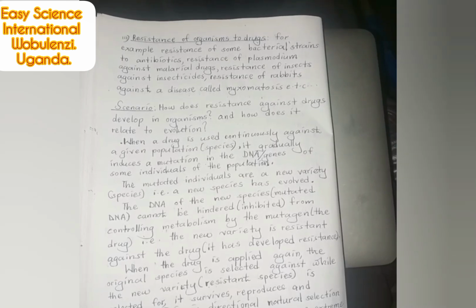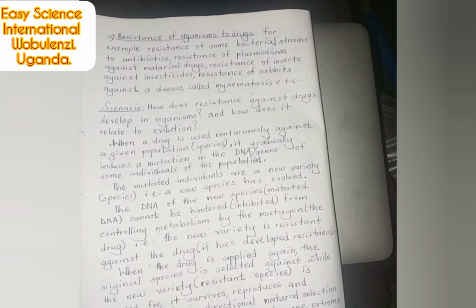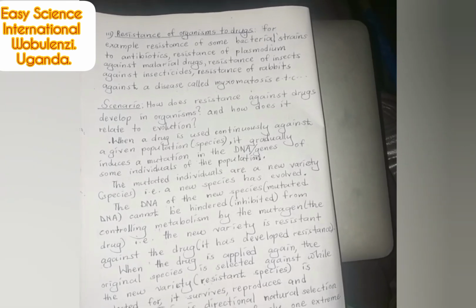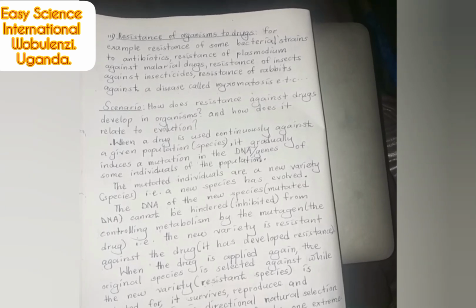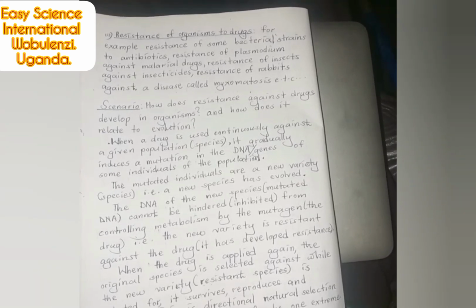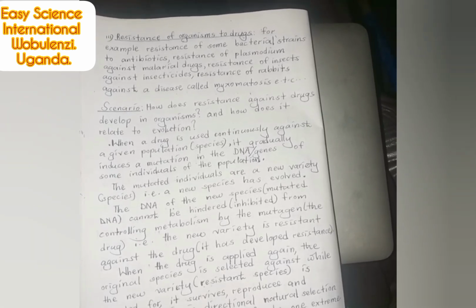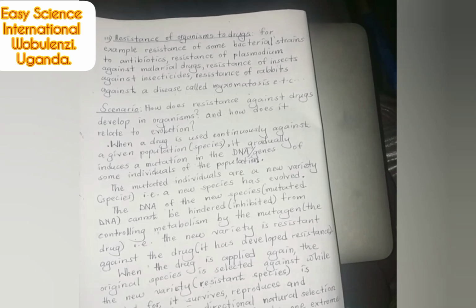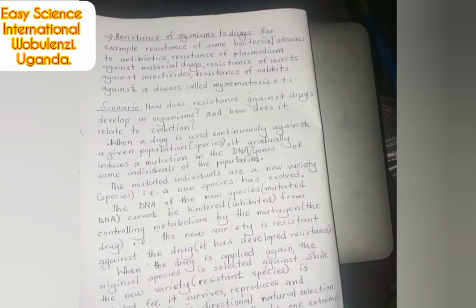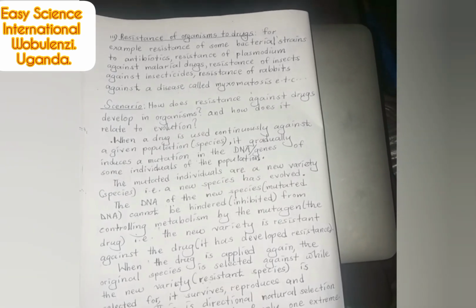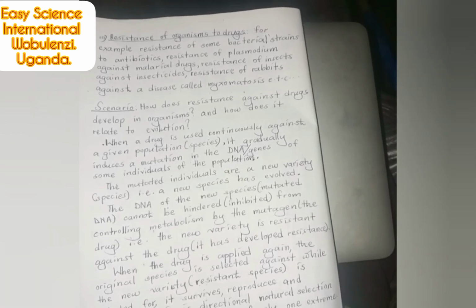A third example of directional natural selection is resistance of organisms to drugs. For example, resistance of some bacterial strains to antibiotics. The other one is resistance of Plasmodium against malaria drugs, and then resistance of insects against insecticides. We also have resistance of rabbits against a disease called myxomatosis, among other examples. We have a scenario here, an item could say: how does resistance against drugs develop in organisms, and how does it relate to evolution?